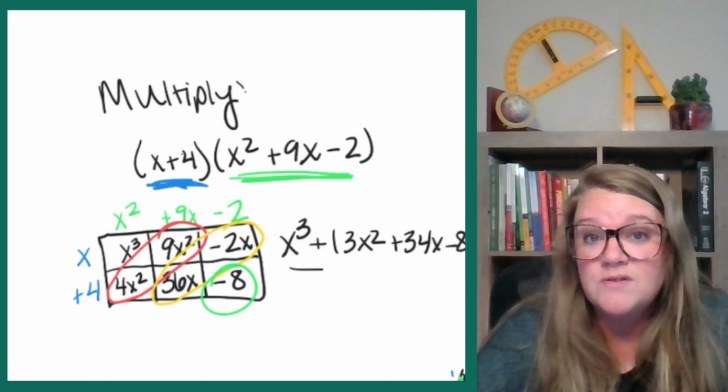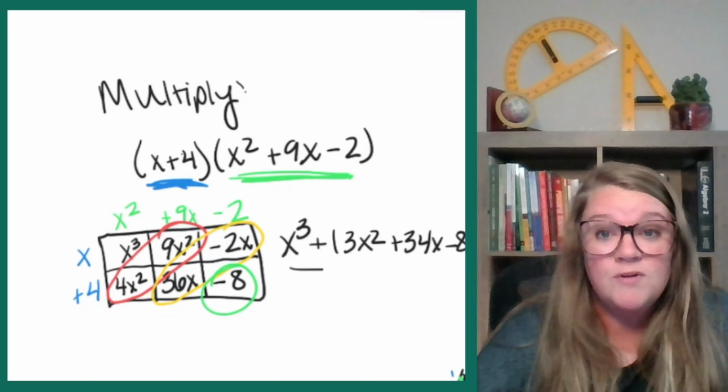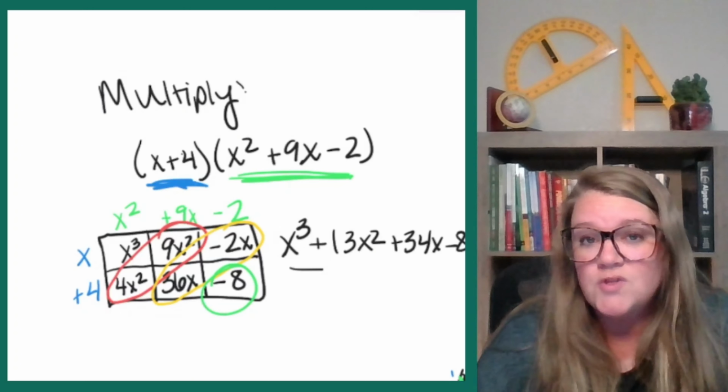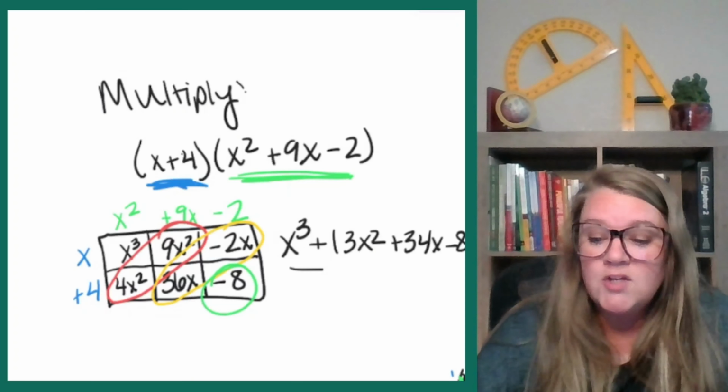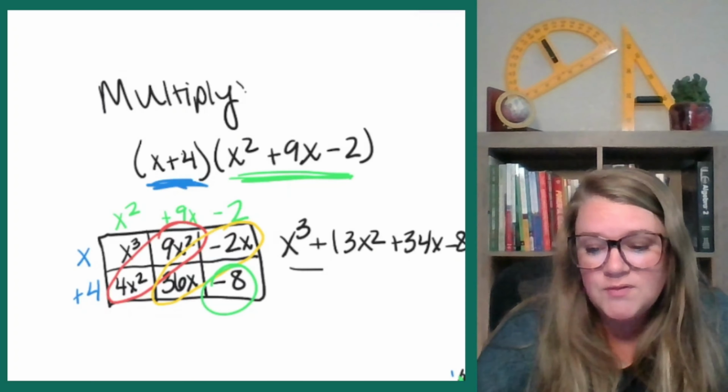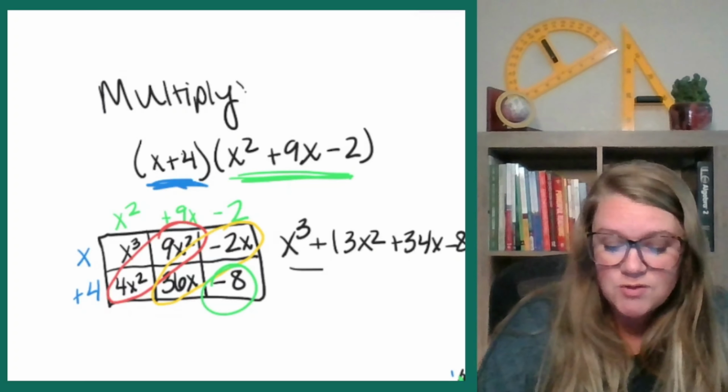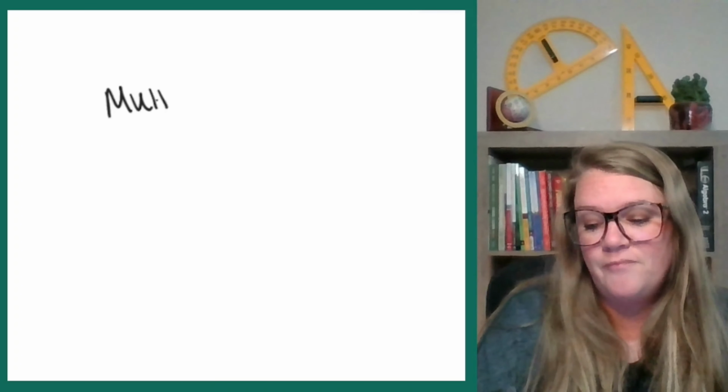Now, if I would have just distributed, I would have gotten exactly the same answer. This is just a different way of organizing it. Okay, so in this one, we took a 2-term binomial times a 3-term trinomial. Let's try a trinomial times a trinomial, or 3 terms times 3 terms.